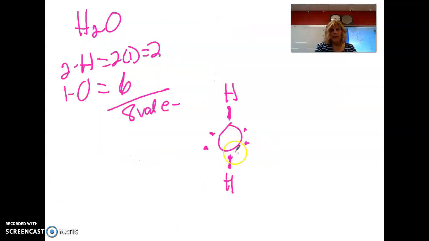I know I'm going to run out of time here, so I want to just show really quickly what water would look like. Oxygen has 6 valence electrons, and each hydrogen has one, and this is how it would look as a finished molecule.